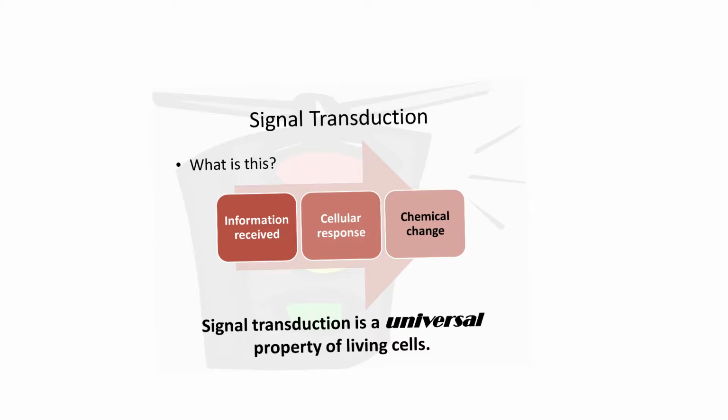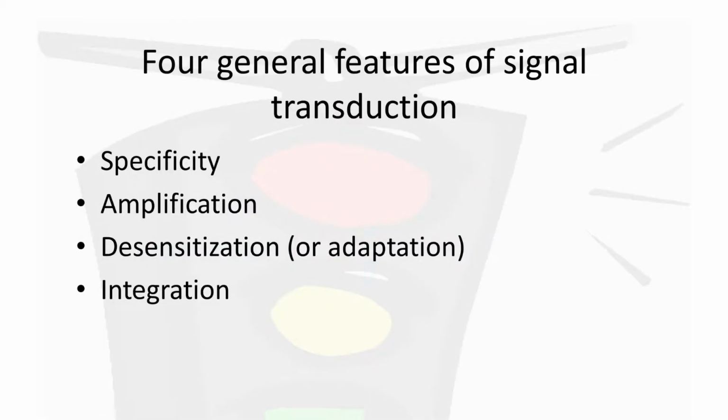And there are 4 parts to all signal transduction. I don't know if you have some type of mnemonic device that you want to use to memorize this, or SAD-I is okay, or SADI or whatever, but it's specificity, amplification, desensitization, or adaptation, and integration. So that's why there are the 4 stages.